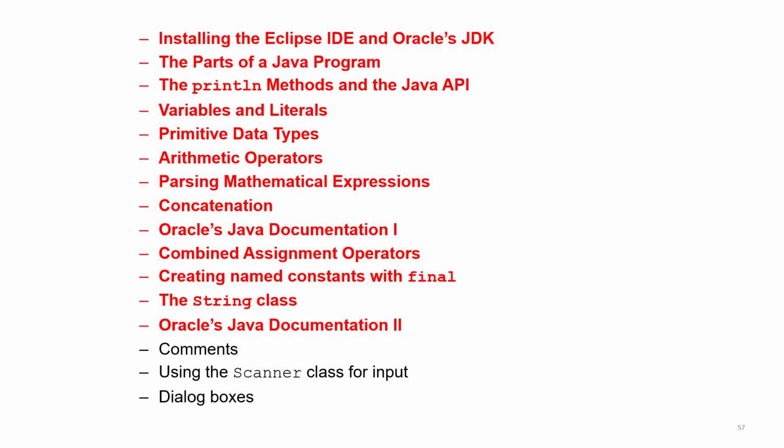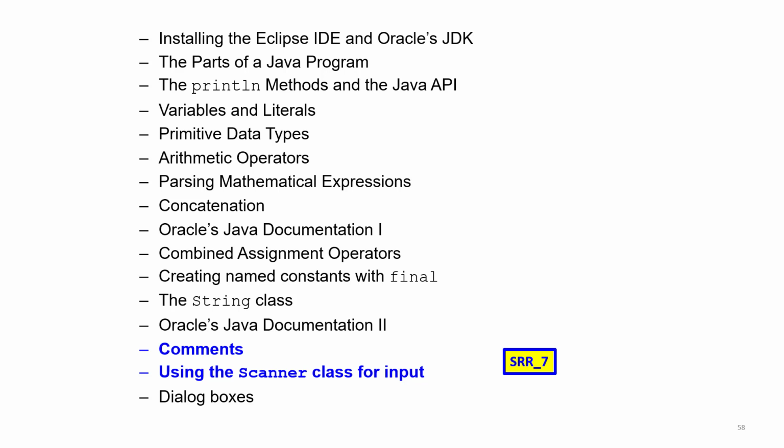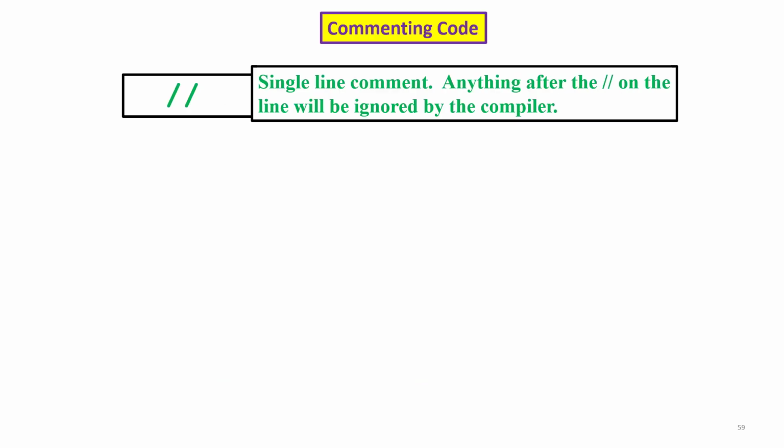This is what we've covered so far in lectures 1 through 6. And here's where we're going in lecture 7. We'll look briefly at comments, then go to work on the Scanner class. Comments are simply notes that you write yourself, or to whoever has to modify your code after you move on to your next assignment. The simplest comment is the single line comment.